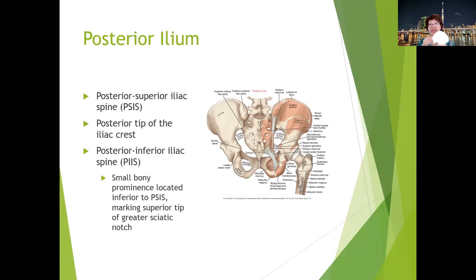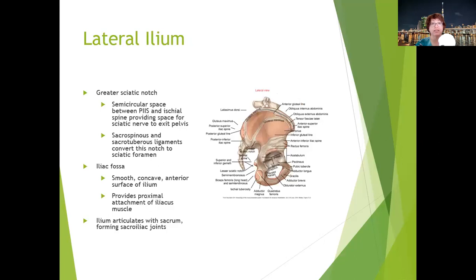The PSIS is palpable on most people. The posterior inferior iliac spine is a small bony prominence inferior to the PSIS, and it marks the superior tip of the greater sciatic notch. And it's palpable, but it is under a lot of ligaments and some muscle bellies, and so it is a little bit more difficult to palpate than the PSIS.